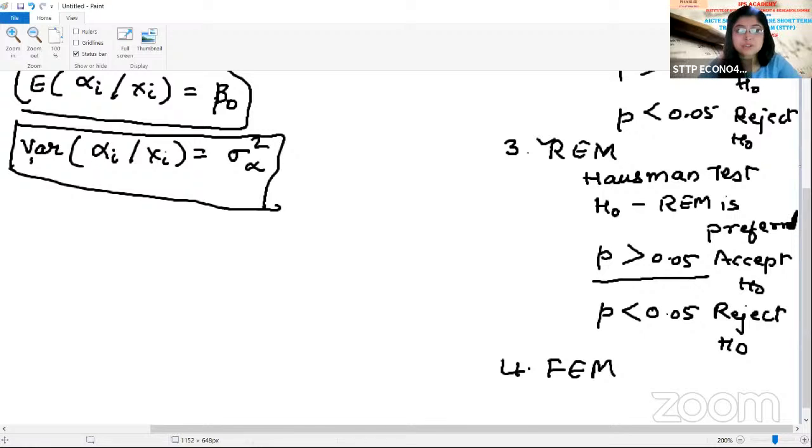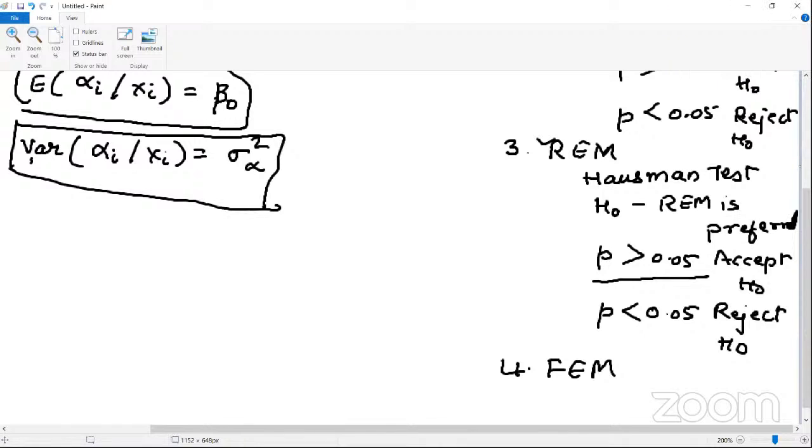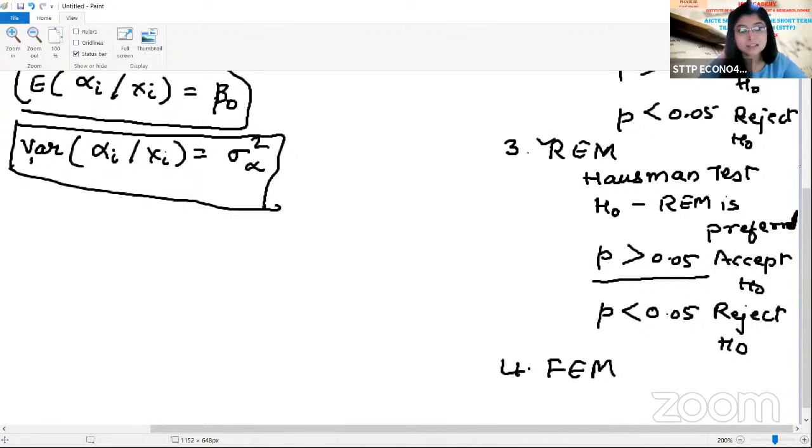Preeti ma'am, would you like to share any data so that I can pass it on to the participants and they can already have the data in their Stata software so that they can apply? Yes, that would be a good idea. Ma'am, you can email it to me. I'll email it to the participants. Okay, fine. I'll do that.